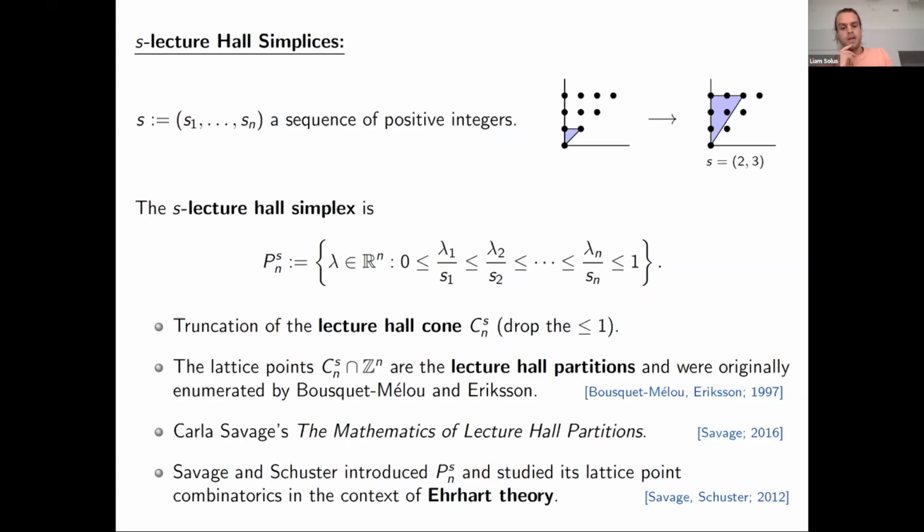But our main object related to this story today will be these lecture hall polytopes, some of which will be these S-lecture hall simplices. These were introduced in 2012 by Savage and Schuster to further this story on the enumerative properties of the lattice point combinatorics of lecture hall partitions by way of Ehrhart theory. So how do we think about lattice point enumeration from an Ehrhart theory perspective? Well, this was introduced to us in at least Marielle's talk on Monday.